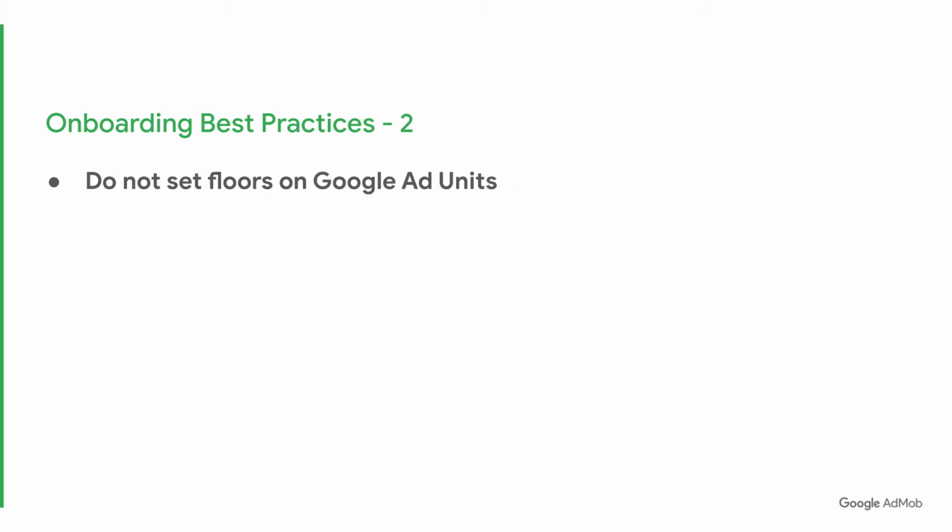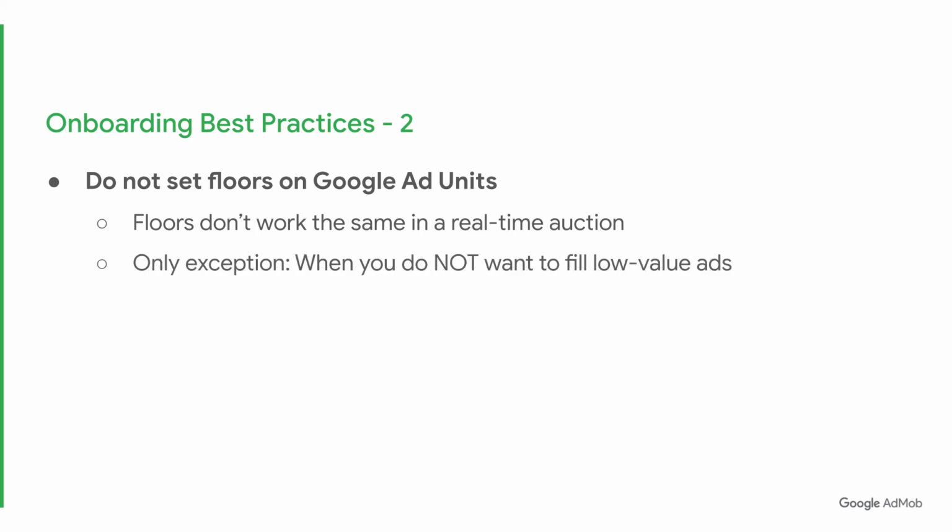Secondly, don't set floors on Google ad units. Since open bidding runs on real-time auction, setting floors will not make it perform better like how it's used in mediation. The only exception is if you do not want to fill low-value ads, then it might make sense to do it. To check the floor setting for open bidding, you can go to the ad unit page and make sure from there there's either no explicit floor or that Google optimized floor is not enabled.